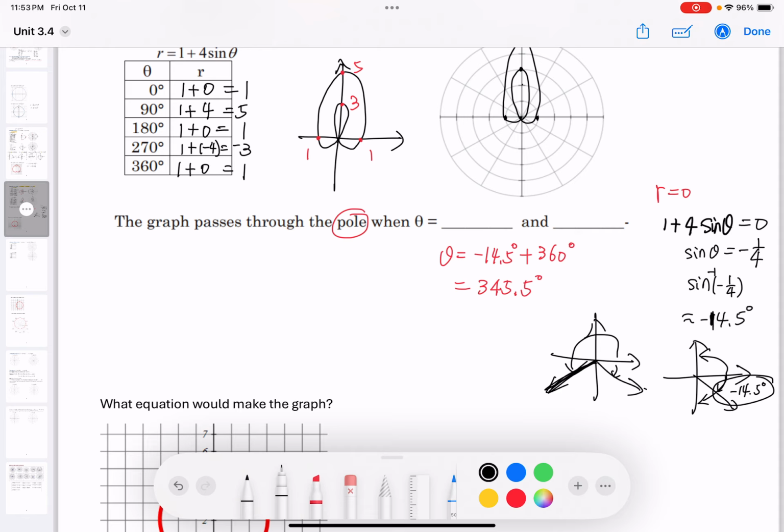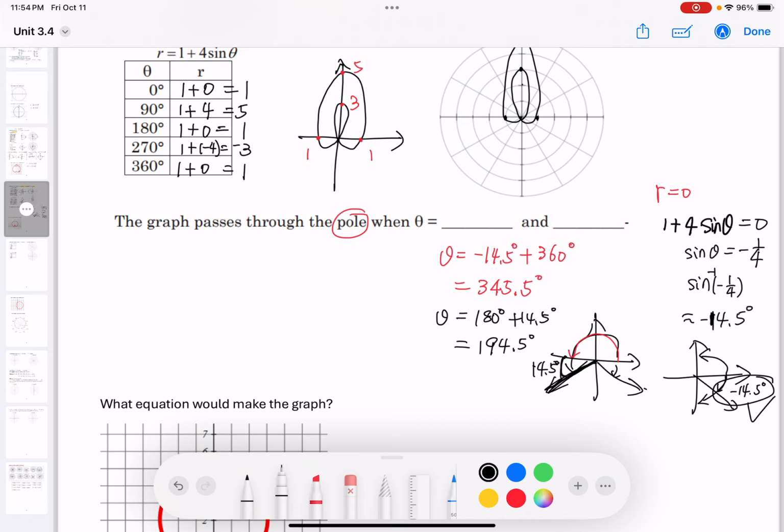I can say this is a reference angle. This reference angle is equal to the positive value of 14.5. This is 14.5 degrees. So theta is also equal to 180 degrees, that is the angle from here to here, plus the reference angle, which is 14.5 degrees. So it's equal to 194.5 degrees.